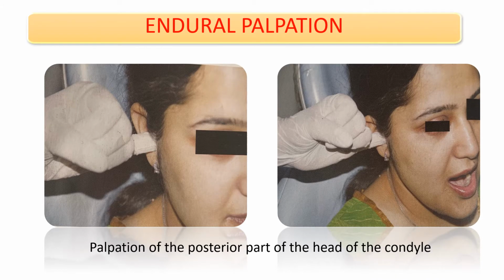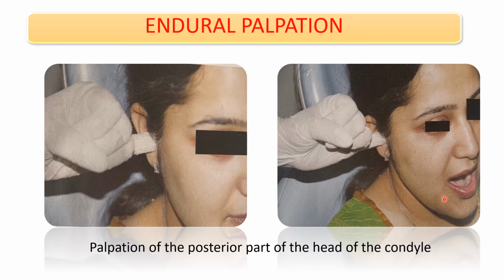Endaural palpation is done to palpate the posterior part of the head of the condyle. This is done by standing in front of the patient and inserting the little finger inside the ear. Then the patient is asked to open the mouth and then close it.